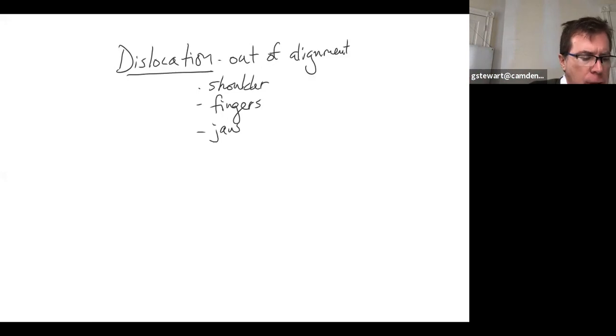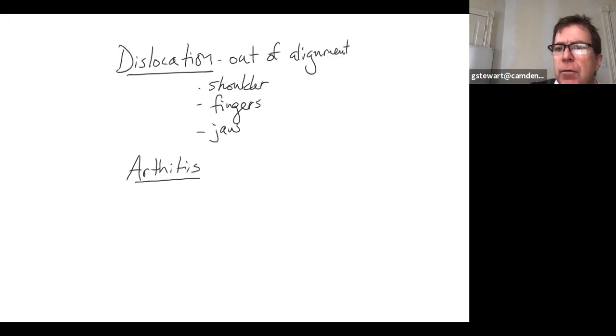And finally, I'm just going to say a few things about arthritis. Arthro means joint. Itis means inflammation. So this literally translates to inflammation of a joint.